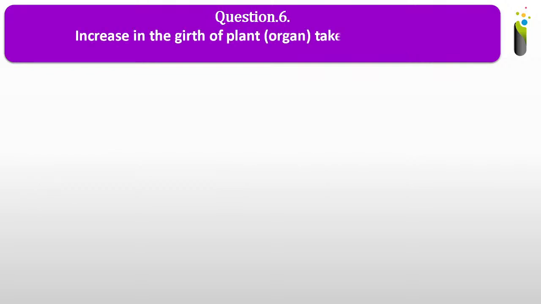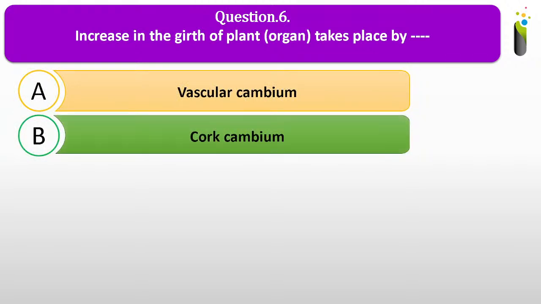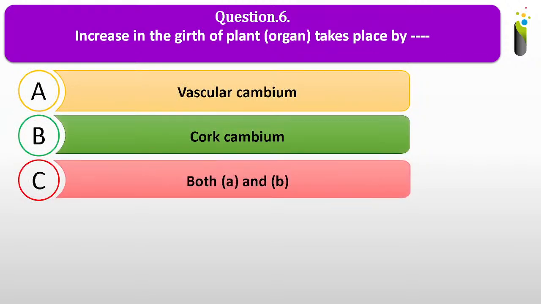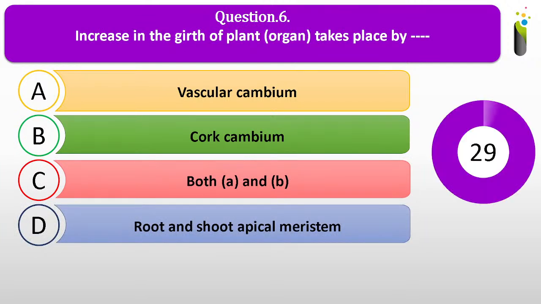Question number 6. Increase in the girth of the plant or the organ takes place by dash. A. Vascular cambium. B. Cork cambium. C. Both A and B. D. Root and shoot apical meristem. Increase in the girth. Girth is nothing but the thickness. So the thickness of the plant takes place by dash.